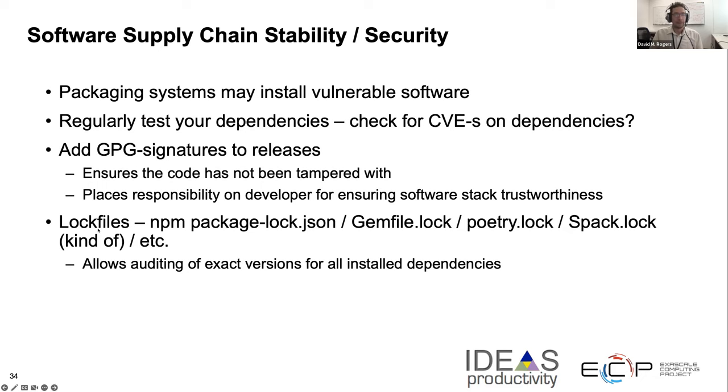Lock files are another mechanism that can help you understand where all of your software is coming from. npm makes a package-lock.json. Ruby has a Gemfile. Spack has a spack.lock. These are ways of auditing the exact versions of all the dependencies that your software depends on. Those packaging systems will create those files, and people usually check them into their version control system. And of course, they're going to be able to tell you what software you're depending on.